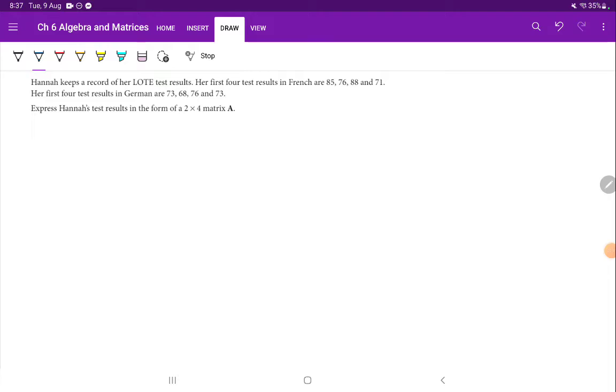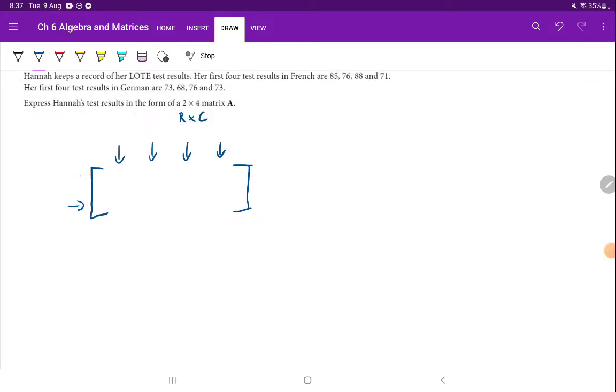So we have to remind ourselves 2 by 4 means 2 rows by 4 columns. So when I'm drawing it, it's going to have 2 rows and then 1, 2, 3, 4 columns. And again, it's sometimes useful to represent it like this when actually sorting through the information. So what are the 2 rows going to express? Well, either German or French. So F for French, G for German. And then each of the 4 columns is going to represent the 4 different tests. So test 1, test 2, test 3, test 4.